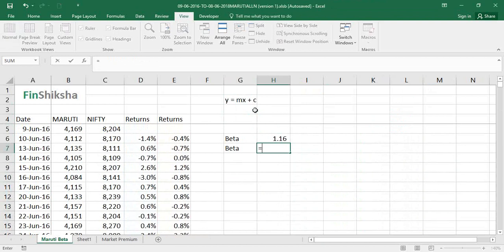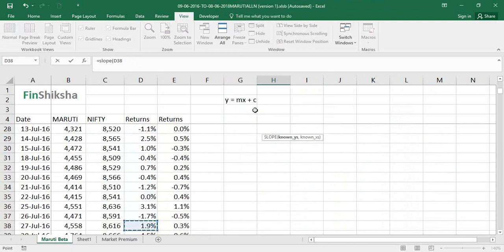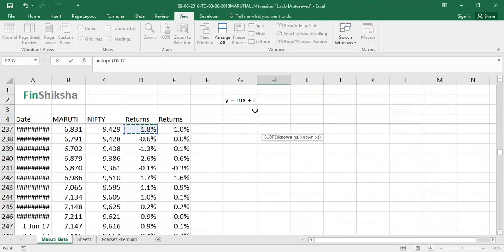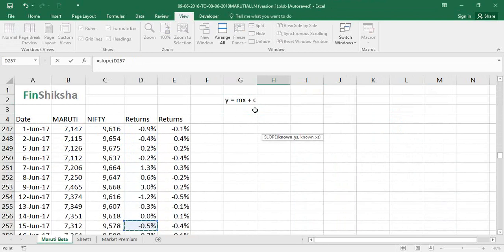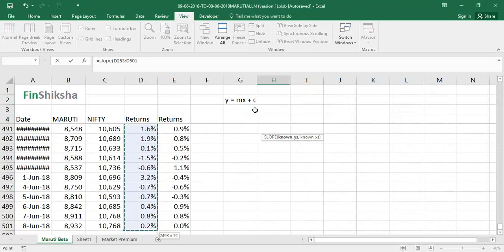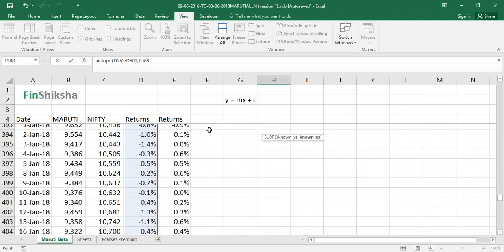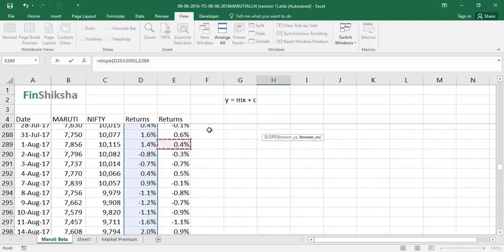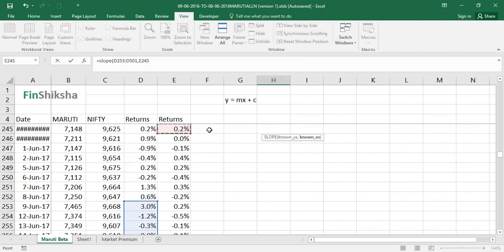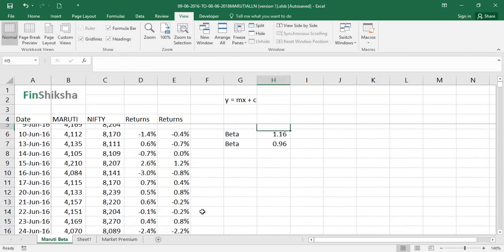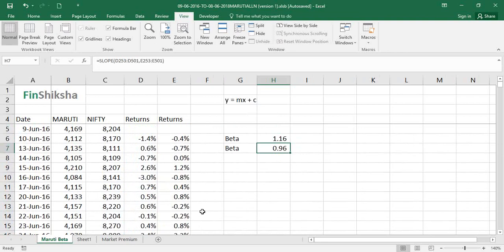I can also try and find it out over a 1-year period. And that's because that's a more near-term reflection. And that 1 year would be from, let's say, June 2017, somewhere around 9th June, all the way up to the close. So last year beta is about 0.96.